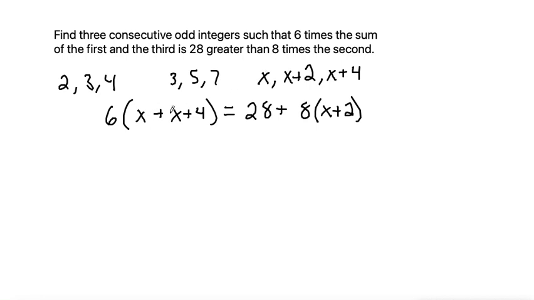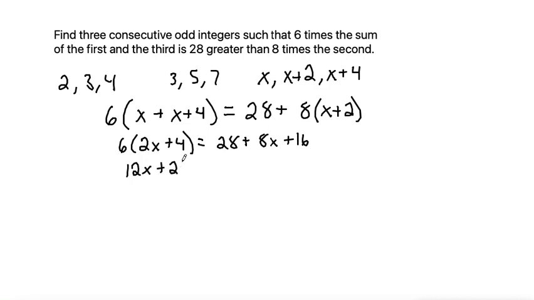So simplifying, x plus x is 2x, so this makes 6 times 2x plus 4 is equal to 28 plus, I'll distribute the 8 to make 8x plus 16. Then distributing over here, 12x plus 24 is equal to, I'll add my 28 and my 16, that would be 44, plus 8x. And then let me get my x's on the left, so I'll subtract 8x on both sides.